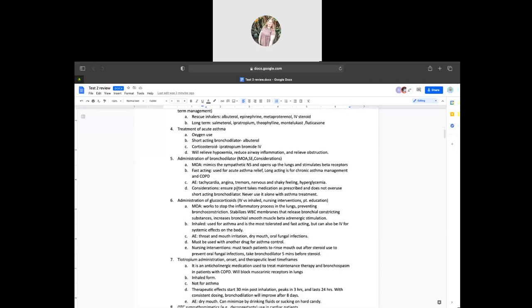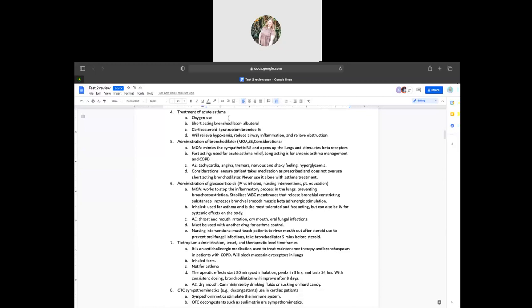Treatment of acute asthma, again. Yes, we can use oxygen because during an asthma attack, that patient's lungs are constricted. They can't get enough oxygen in to get to the rest of the body. That means during an asthma attack, that patient can't breathe. Because they can't breathe, they can't get oxygen into the bloodstream to the other organs. So by placing a little bit of oxygen on them, it's going to help get that oxygen to parts of the body that need it.